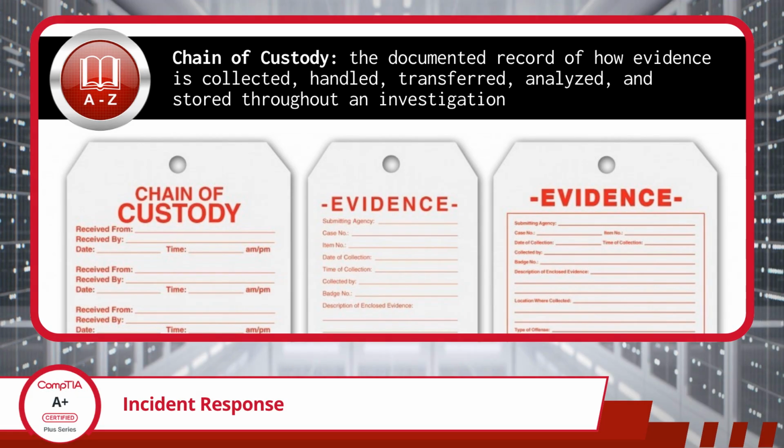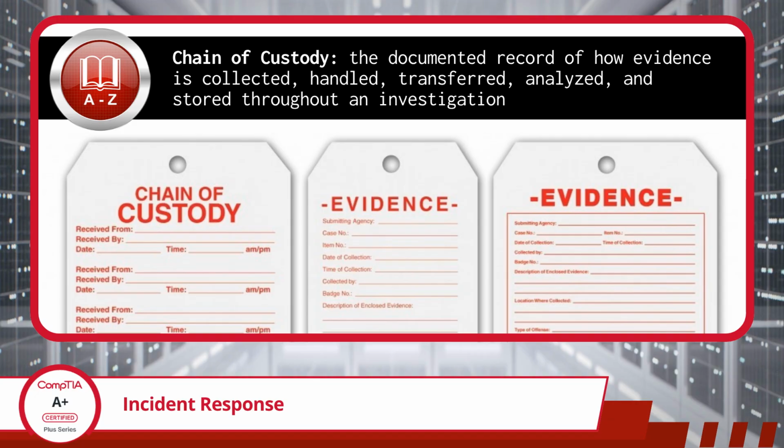One of the most important principles in incident response is maintaining the chain of custody. The chain of custody is the documented record of how evidence is collected, handled, transferred, analyzed, and stored throughout an investigation. In other words, it tracks exactly who had possession of the evidence, when they had it, and what they did with it. This process helps ensure the evidence remains trustworthy and legally admissible.